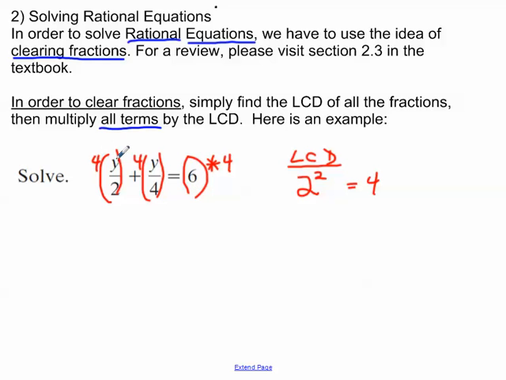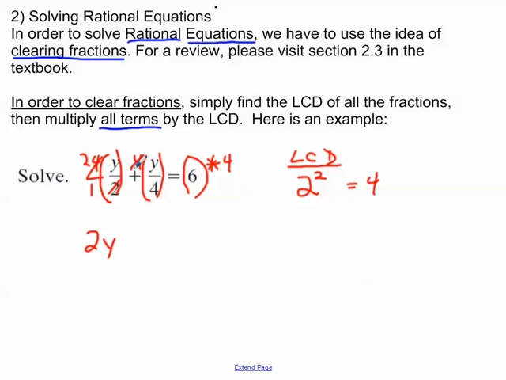So essentially we're multiplying every single term: y over 2 times 4, y over 4 times 4, 6 times 4. When we do that, we'll find that we clear out all the fractions. 4 over 1 times y over 2, well, the 4 cancels with the 2 to give me 2, and my answer for that term is 2y.